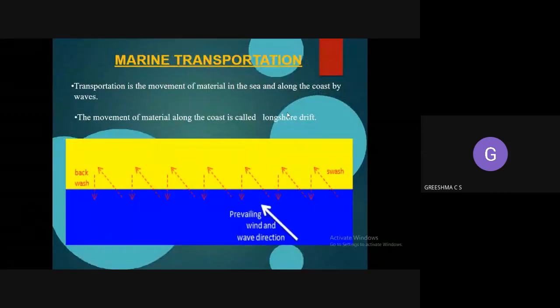So that's about the notches. Next is marine transportation. Now that we have discussed erosion, what is transportation? It is the movement of materials in the sea along the sea coast by the waves.